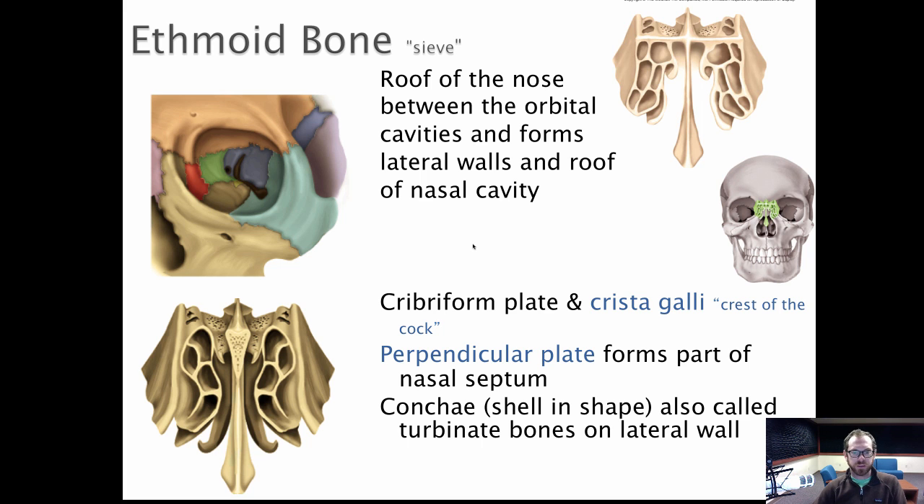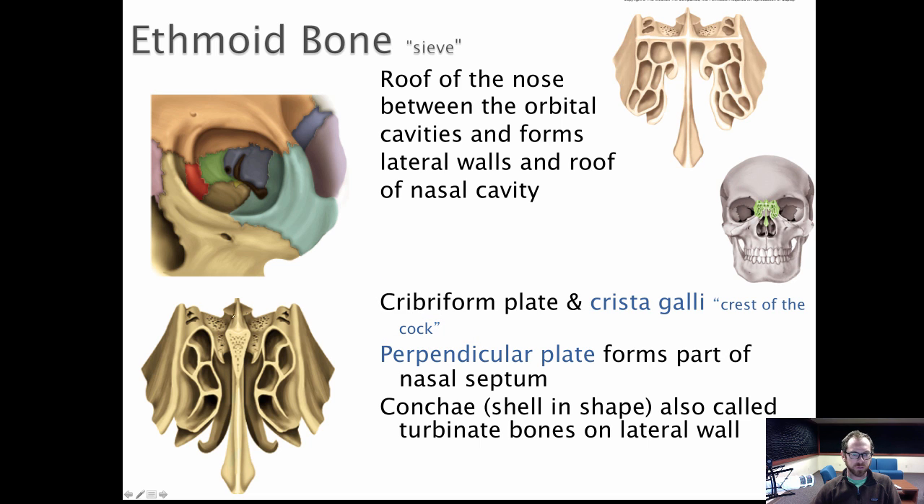Now we're moving on to our final bone for this AV lecture, and this is the ethmoid bone. For reference, this is where we're looking. This is a bone that is just superior to your nose. Standing alone, this is what that bone looks like. It is found at the roof of the nose between the orbital cavities, and it forms the lateral walls and the roof of your nasal cavity. On our orbit here, the ethmoid bone is shown in green.